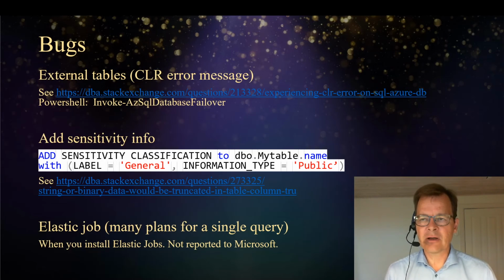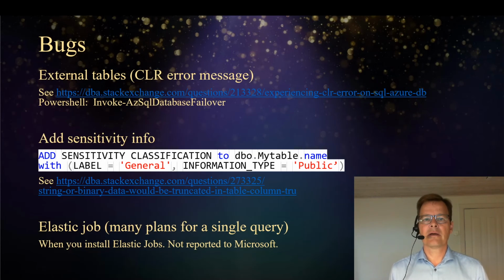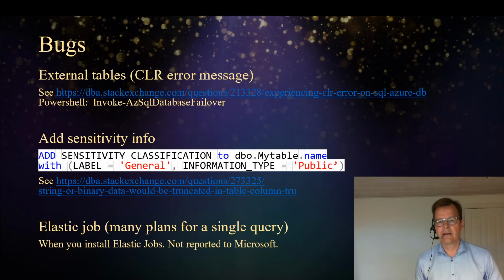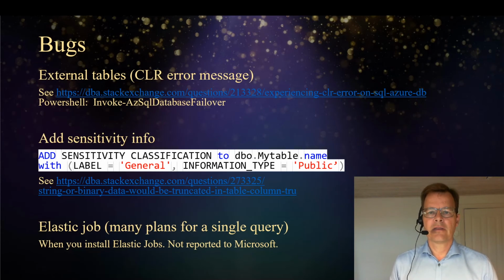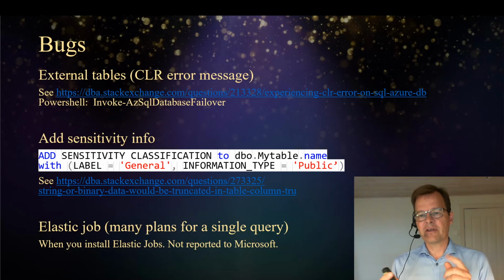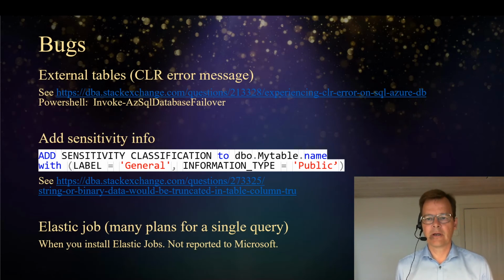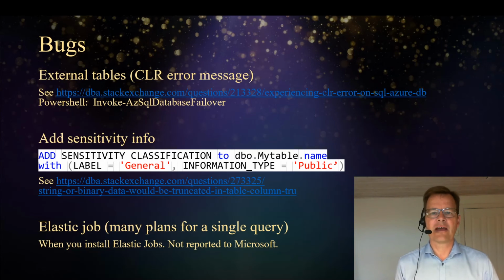They've confirmed it is a bug, and I think they fixed it, because I use a lot of external tables for a lot of different things, not just SP Blitz, and it's been quite a while since I've had to do this failover thing. Part of working with Microsoft on this bug was that they told me there was a PowerShell command called Invoke-AzSqlDatabaseFailover, and I tried using that, and they fixed the bug, so I haven't had to use it a lot.